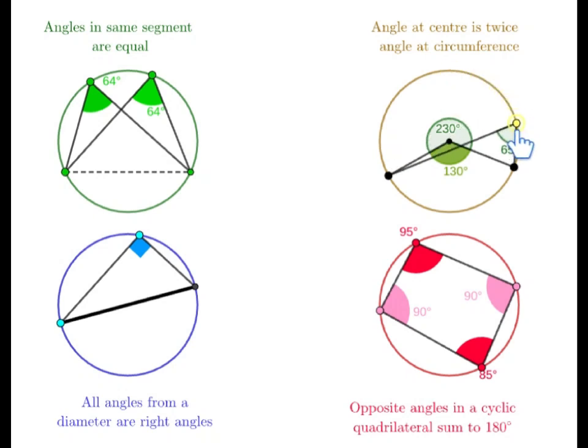If I move into the other segments, so I move to the bottom half of the circle, then the angle is 115. It's now half of the reflex angle, so half of 230 is 115, and so the angle at the centre is twice the angle at the circumference. The angles are as far away as possible. So the 115 doesn't go with the 130, it goes with the 230.